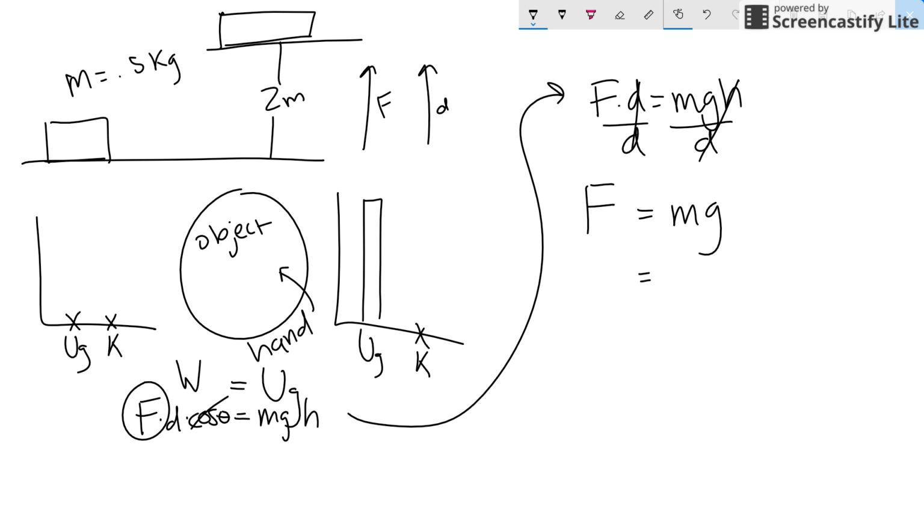We know that our mass is 0.5 kilograms, and we know that gravity is 9.81 meters per second squared. Let's just plug that into a calculator and figure out what our final answer is. We just need to do 0.5 times 9.81, and that is going to be 4.9 newtons.